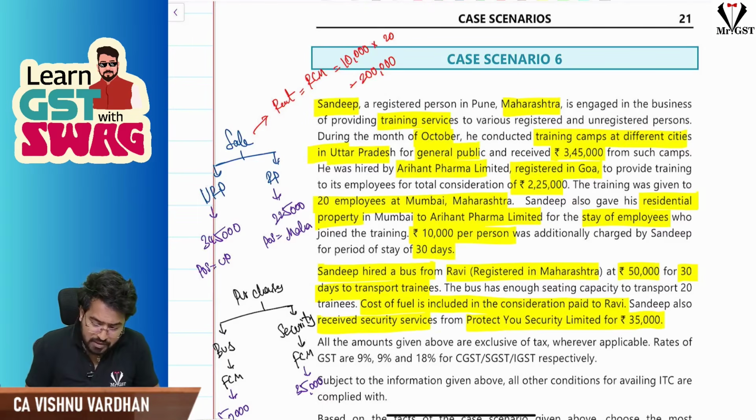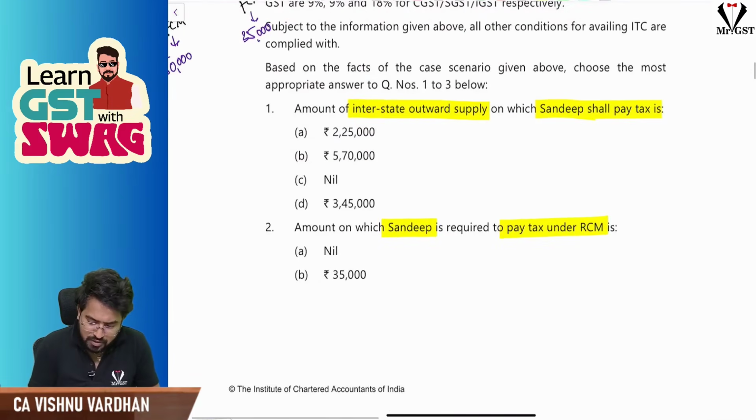So next, coming to case study number 6. First, let us go with the questions. First one is about the interstate outward supplies of Sandeep.